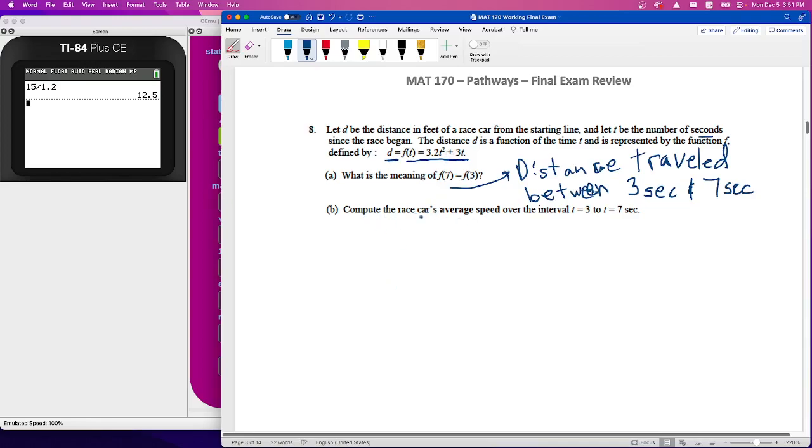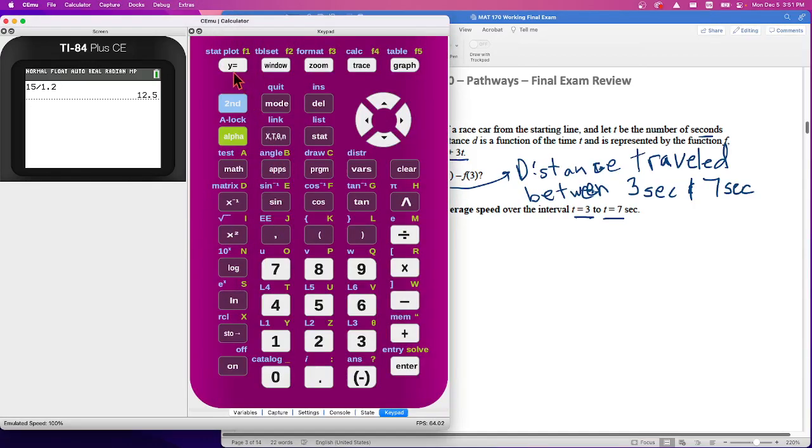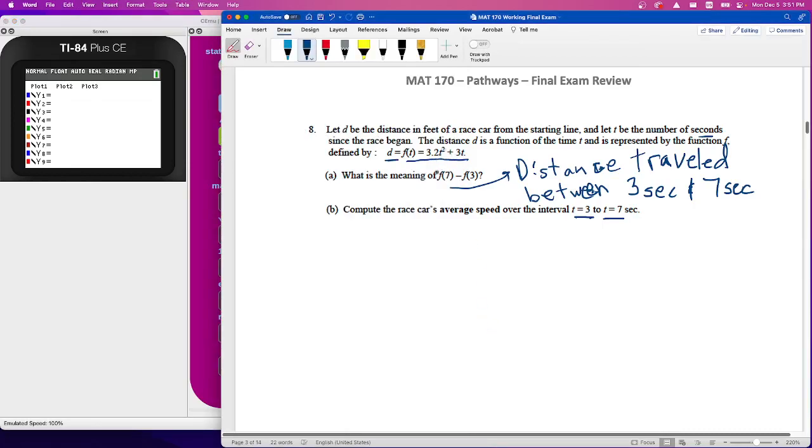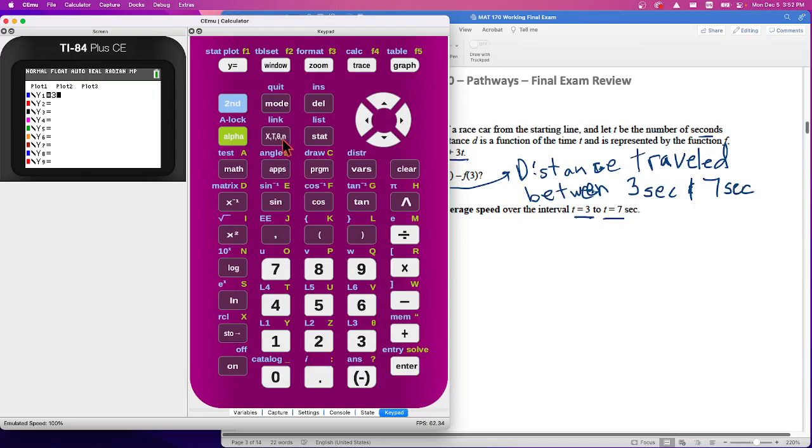Compute the race car's average speed over the interval T3 to T7. So now we actually have to make this calculation, right? So we plug in 7 to the function. Here's a quick way we can do this. You can plug in the values for the T, but also using the graphing calculator, we can enter this as a function. And what is that? 3t squared plus 3t. And we use the variable key here, x squared plus 3x.